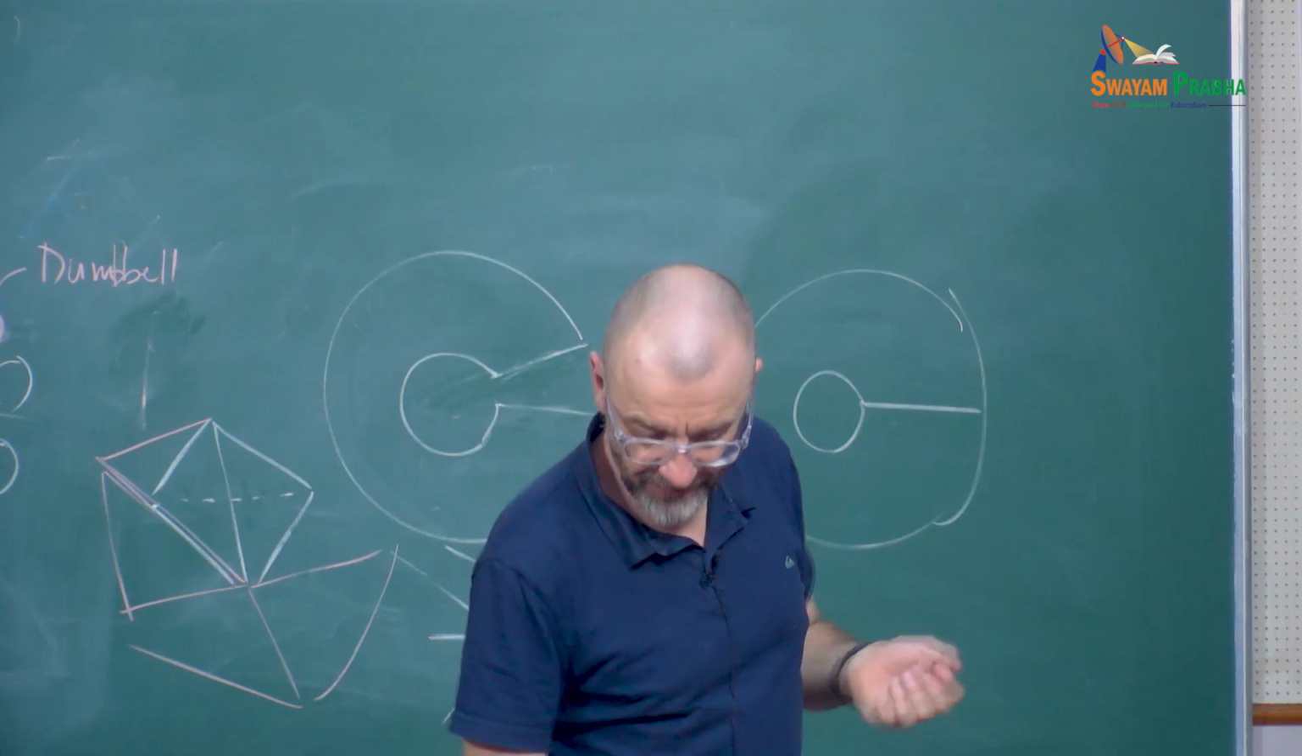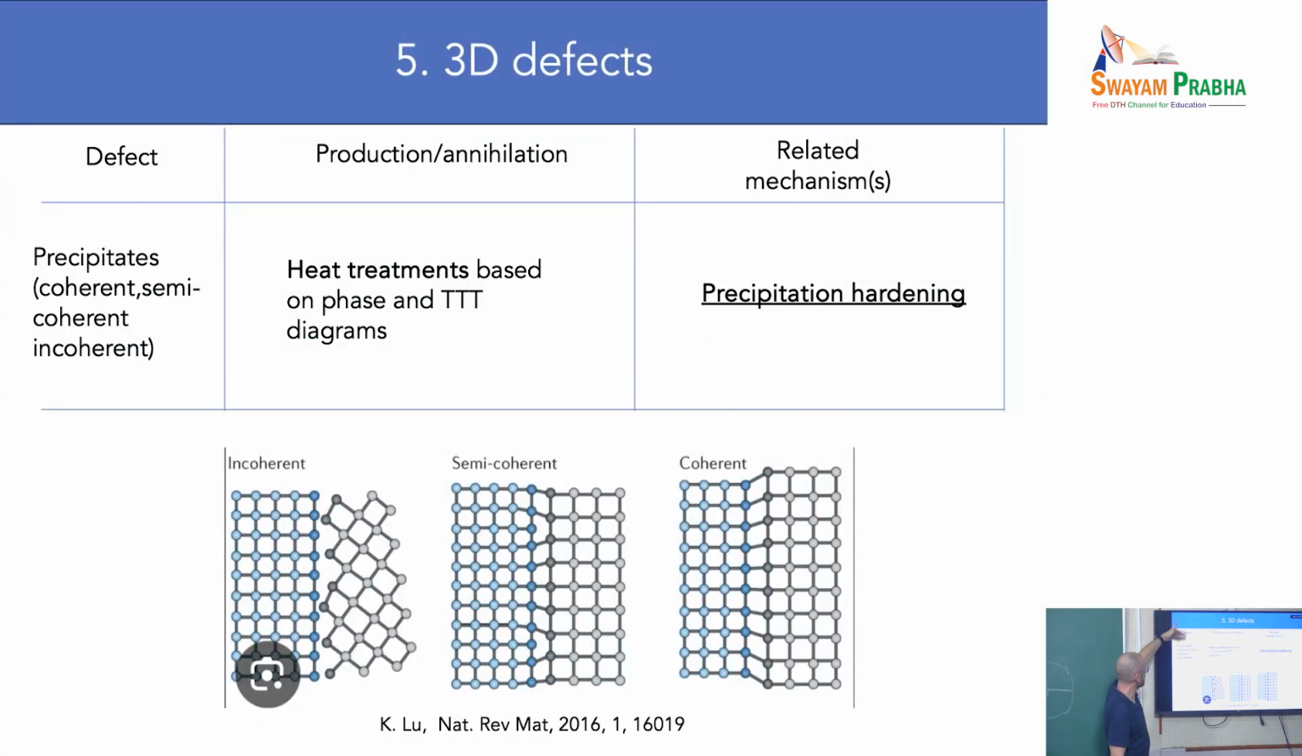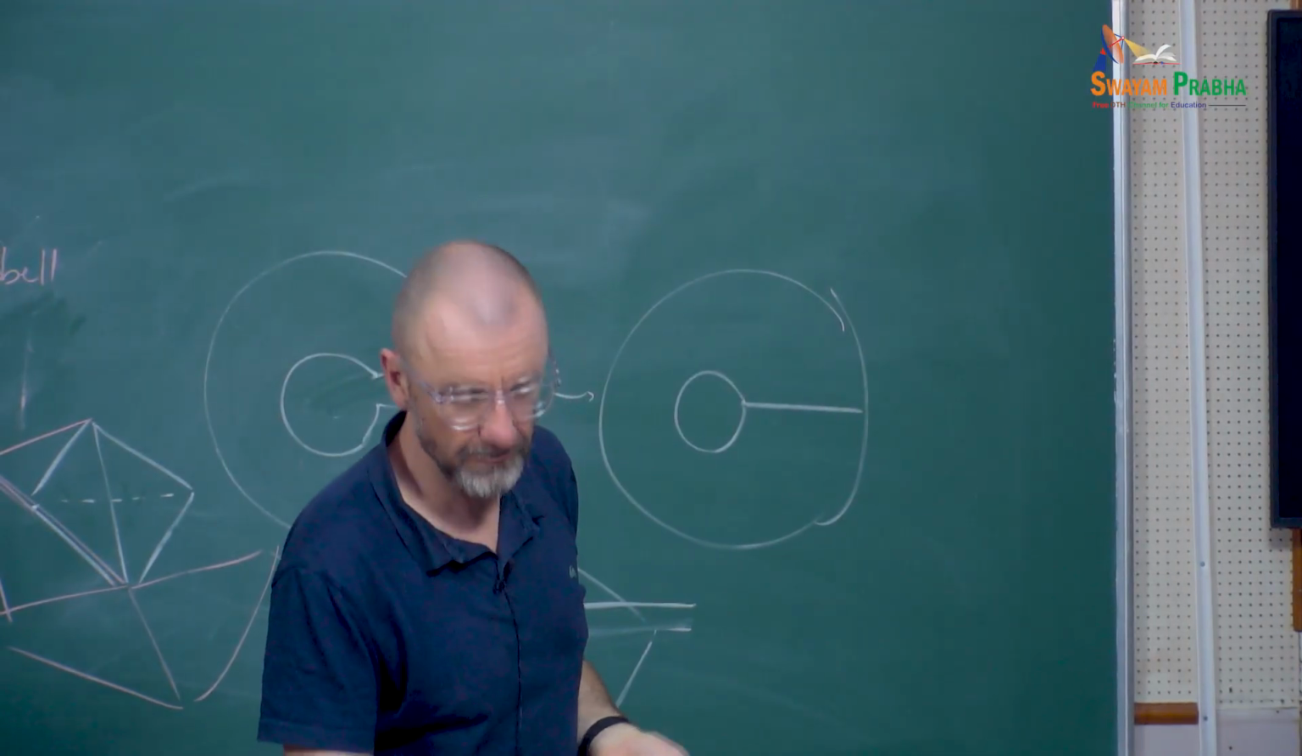And then 3D defects, I'll go fast. So 3D defects, same thing. The main 3D defects are precipitates, and they can be either completely coherent with the matrix, or they can be semi-coherent, where there are dislocations in the interface, or they can be completely incoherent with the matrix. They are formed through heat treatments, and they are related to precipitation hardening, right? I don't think I need to say much more about that.